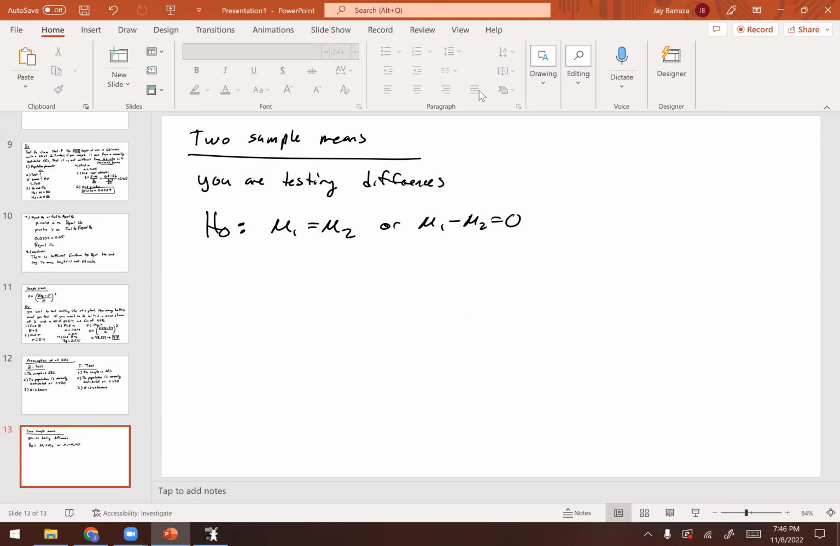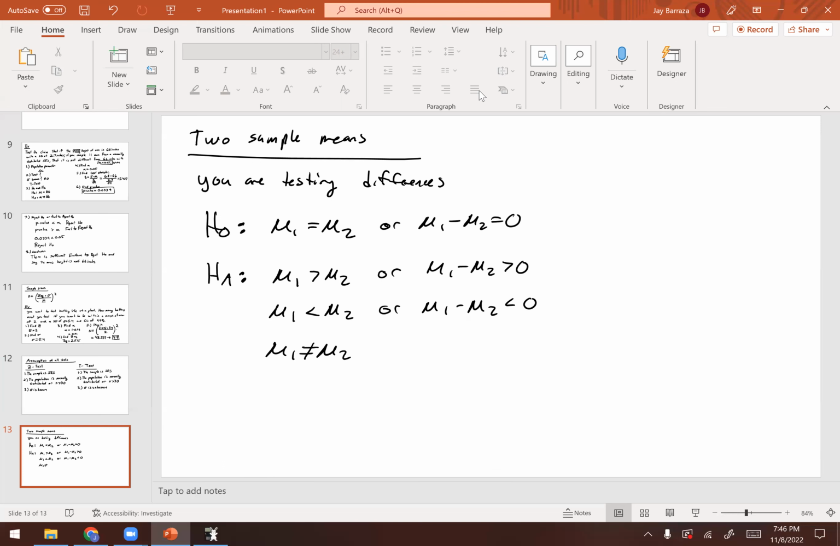Okay. So if there is no difference, then 0 is your answer. You have 0 somewhere. Okay. The alternative is that it's not 0, right? The difference is not 0. So mu1 is bigger than mu2, or mu1 minus mu2 is positive, or mu1 less than mu2, or mu1 minus mu2 is less than 0, so negative. Okay. And then mu1 not equal to mu2, or mu1 minus mu2 does not equal 0. Okay. And so that is what you're testing.